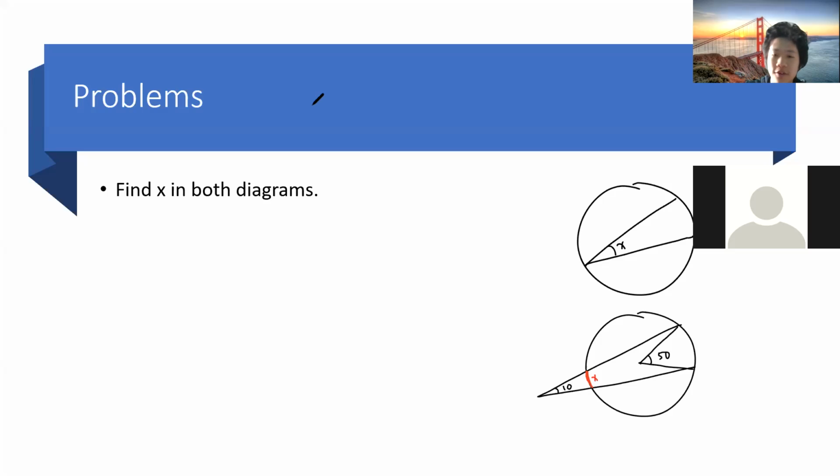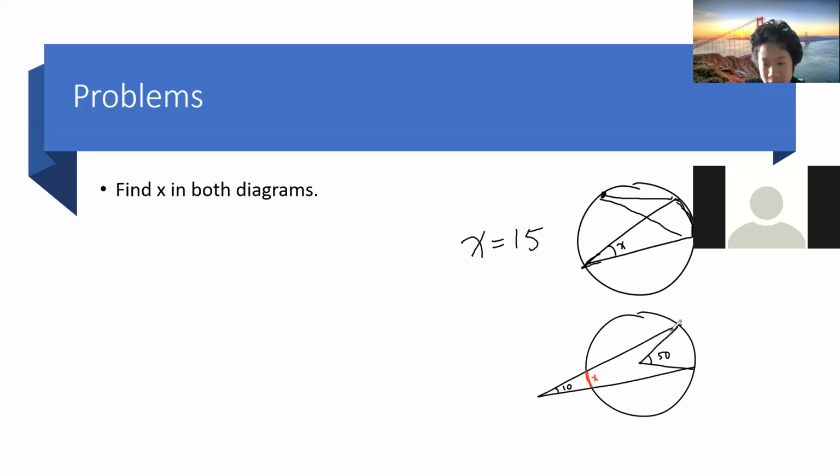So for the first one, this angle is cutting out a 30-degree arc, and this angle is on the opposite side of the circle. It doesn't matter where it is, as long as it cuts out this 30-degree arc, we don't care where it is. It's always going to be 30 degrees divided by 2. So that's the formula for this angle on the circle. So 30 divided by 2, x is just going to equal 15.